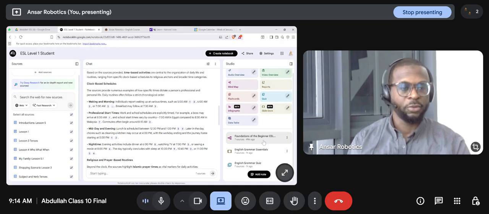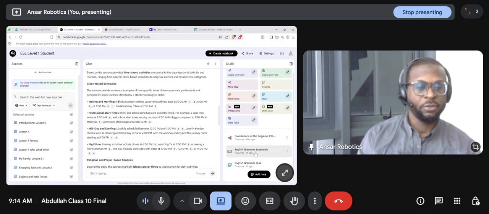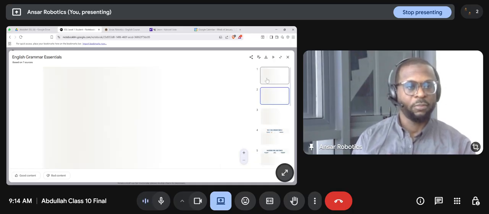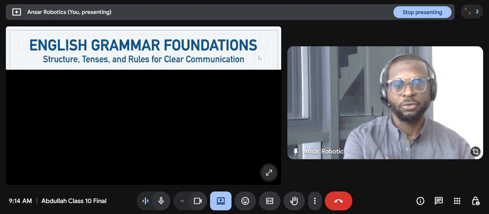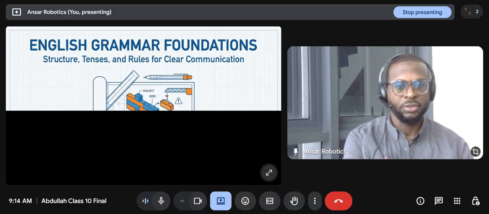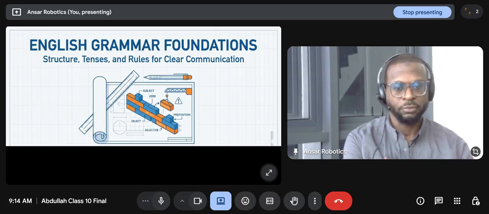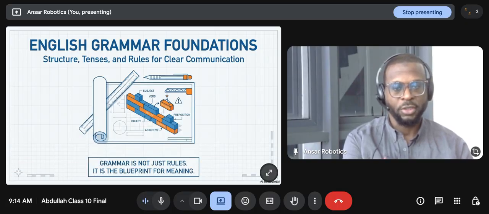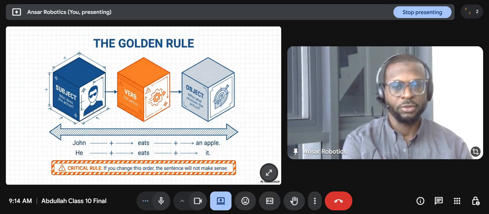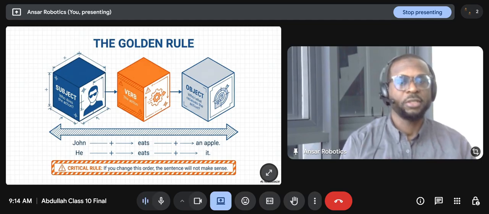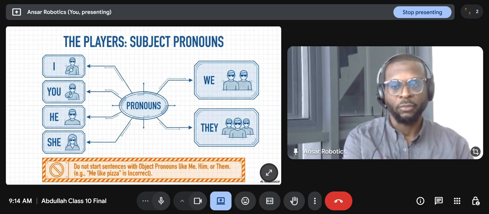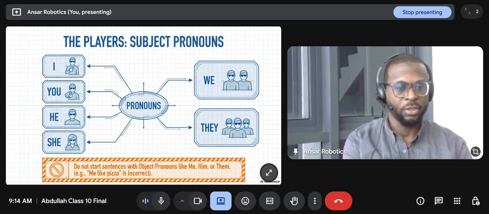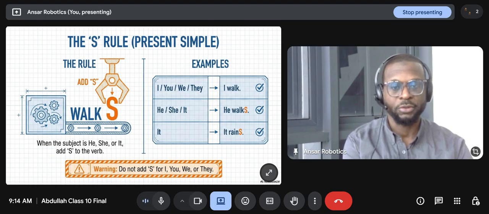Based on what we went through during the 10 class period, I'll develop a recap or a basic review of what we went through. This is what we went through: English grammar foundations, structure, tenses, and rules for clear communication. So making sure that he's understanding how to put together sentences effectively. We looked at the subject, the verb, and the object, and how to put those together. John eats an apple, for example. And then we worked on the pronouns I, you, he, she, and how to work those out as well.